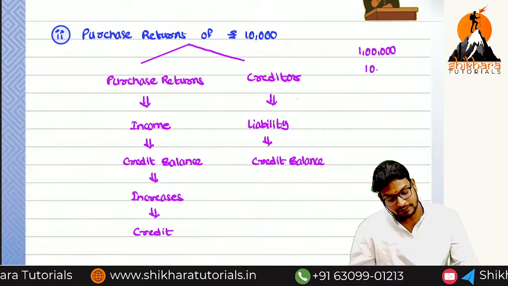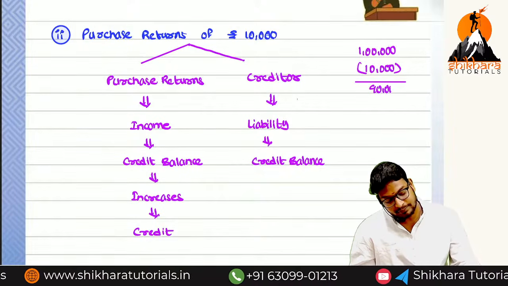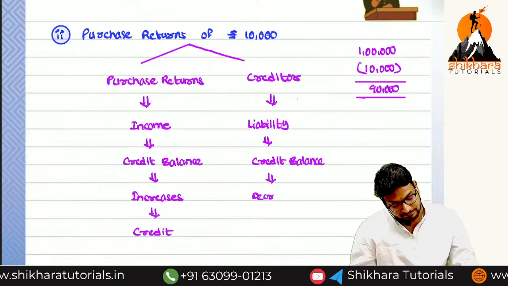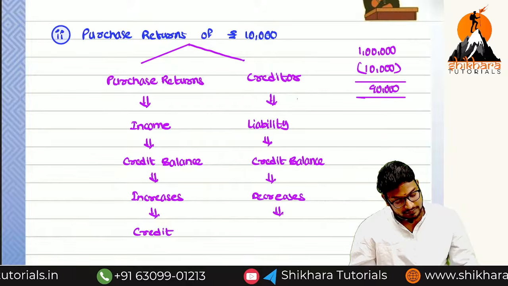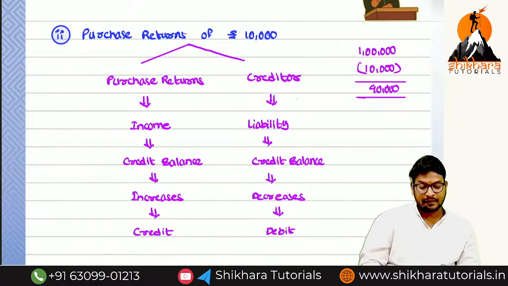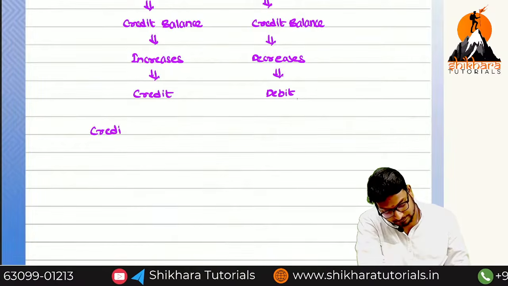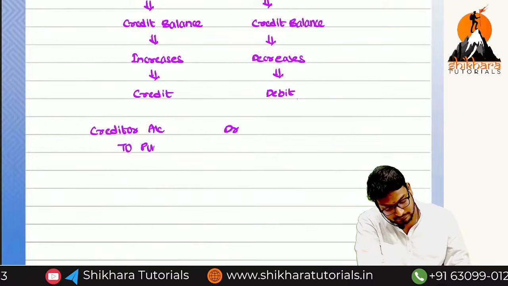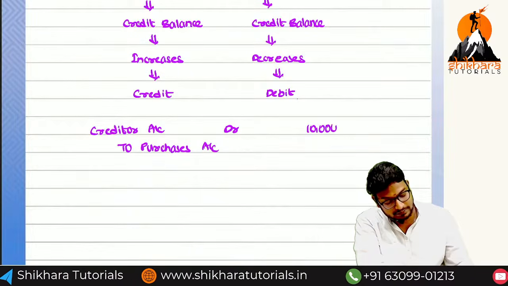Now we are going to return 10,000 worth of goods. Our liability will become how much? 90,000. That means our creditor value is increasing or decreasing? Decreasing. So if the credit balance decreases, what do we need to do? Debit. Can you say the entry? Creditor account debited to purchase account. So the amount is equal to 10,000.